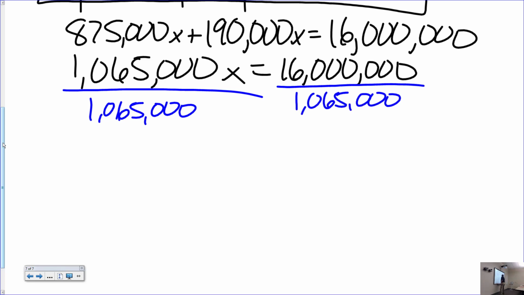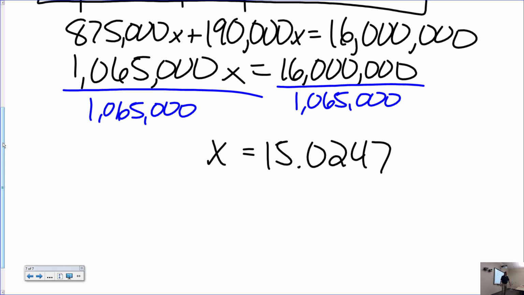And so what did you get when you did the division? 15.0247, and so on. What did the problem tell you to do? Round to the nearest whole number, right?